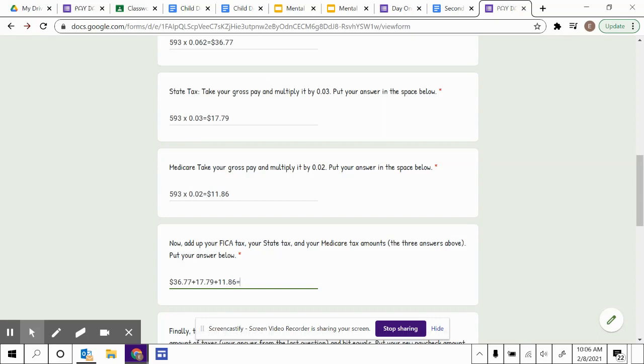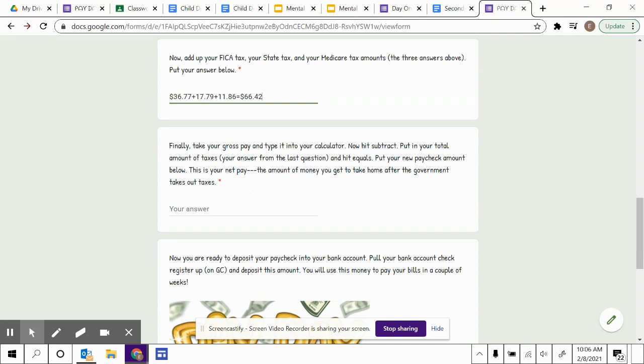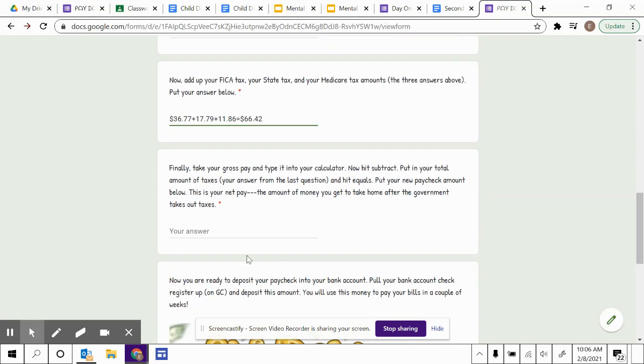So those three together are going to be $66.42. So now she knows how much is being taken out in taxes. So she's going to go back up, remind herself of her gross pay, which is $593. So to find out her paycheck amount, she is going to subtract $66.42 from $593. $593 minus 66.42 is going to leave her with $526.58. This is her net pay, the amount of money we get to take home after the government takes taxes out.